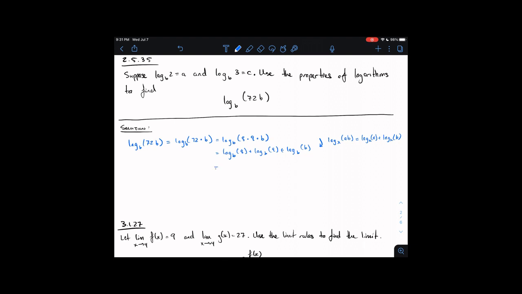Now, I'm going to rewrite this as log base b of 8 plus log base b of 9. And then this is 1. Why is this 1? Well, this is another rule. It says log base a of a equals 1. So whenever the base and the number inside the log function are the same, that's the same as just being equal to 1.